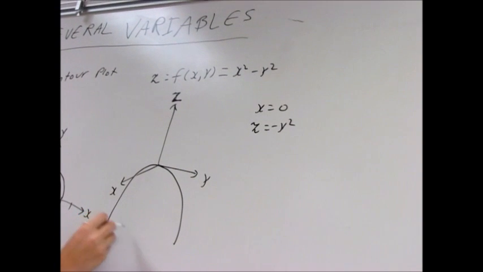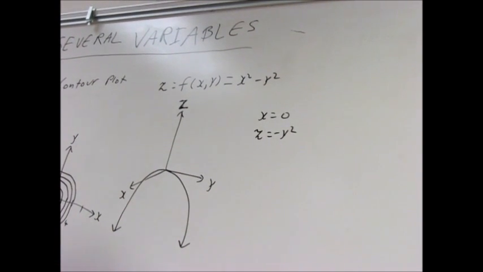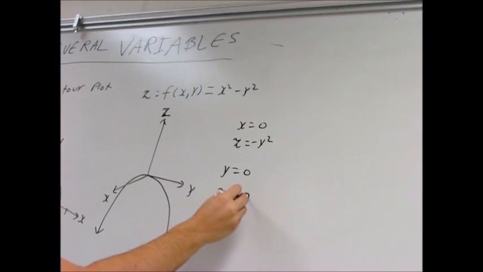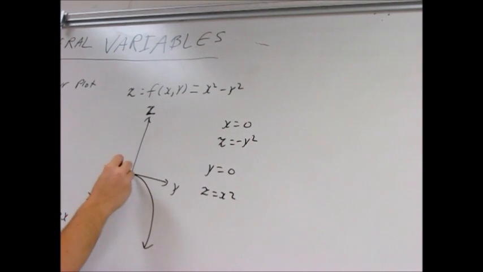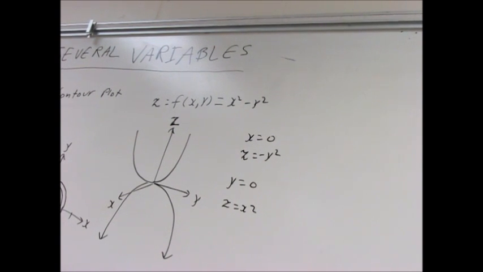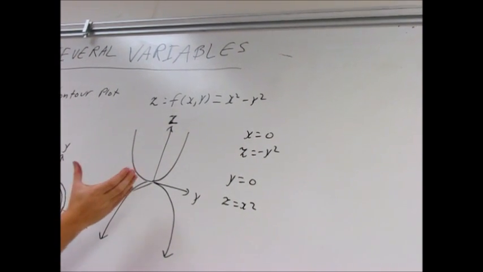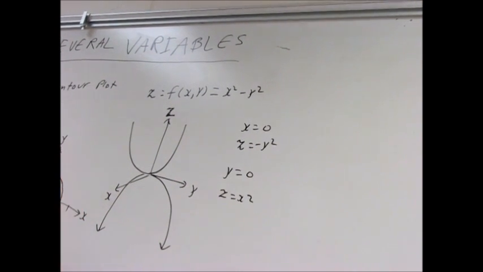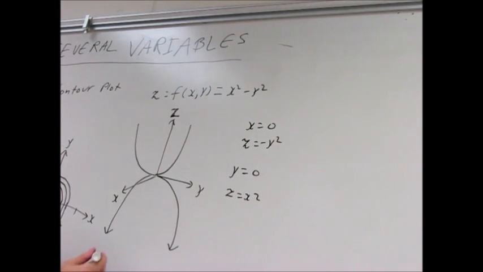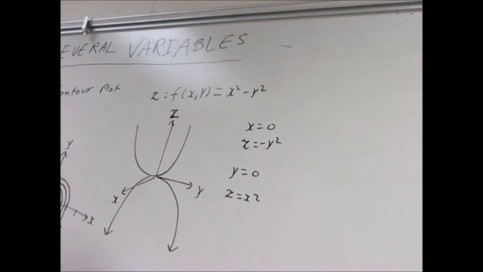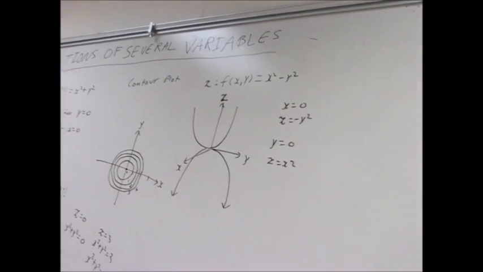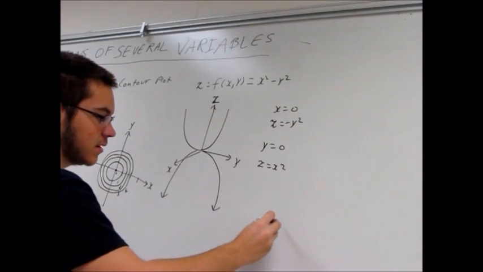Negative y squared. It's a parabola and we know what it looks like. So when y equals 0, we just get z equals x squared again. So there's one part going up like this, the other part's going down like this. So it's kind of a strangely shaped function. And the easiest way of visualizing it probably is to think of the contour plot. Maybe that will help.